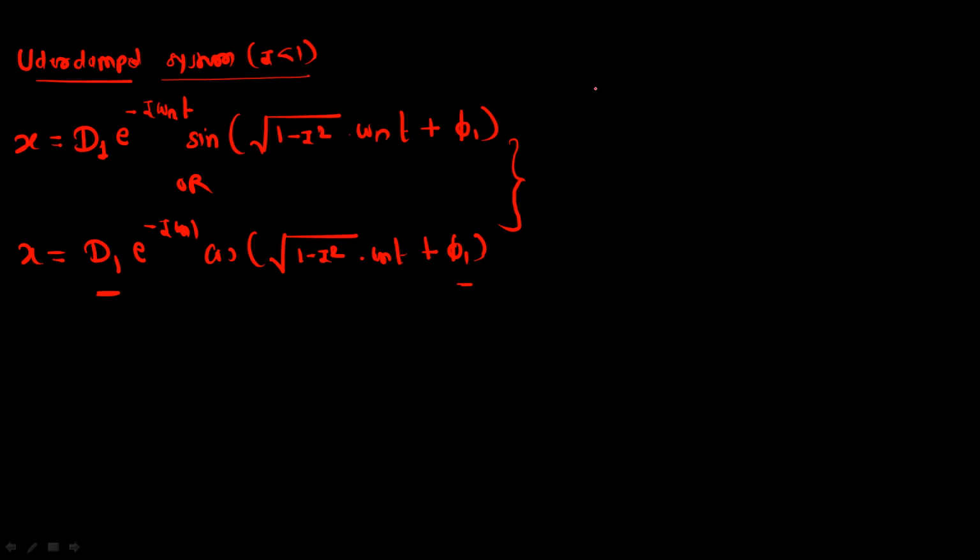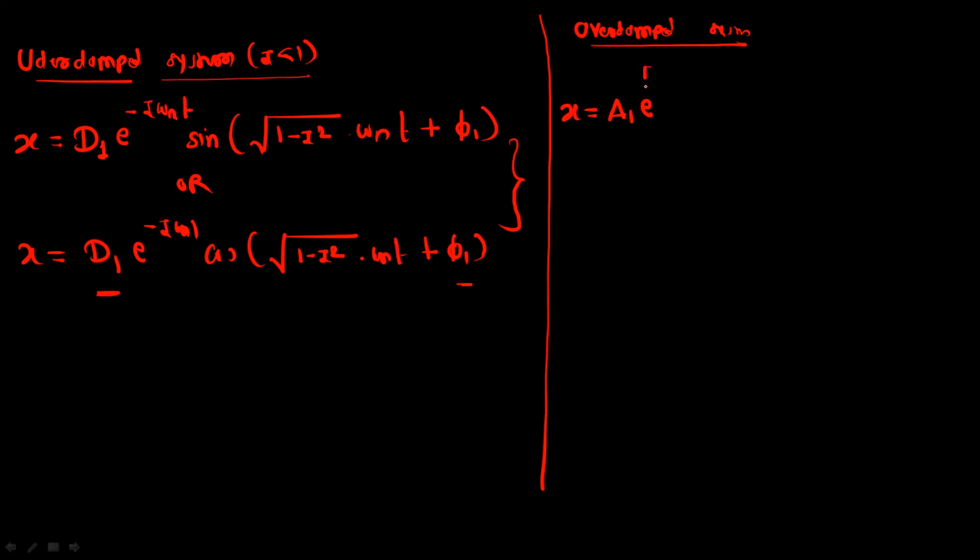Similarly, for the remaining two systems, that is the overdamped system. For the overdamped system, the general equation is x is equal to a constant a1 e raised to minus zeta plus square root of zeta square minus 1 into omega n t, plus a2 e raised to minus zeta minus square root of zeta square minus 1 into omega n t. So this is the equation for the overdamped system.